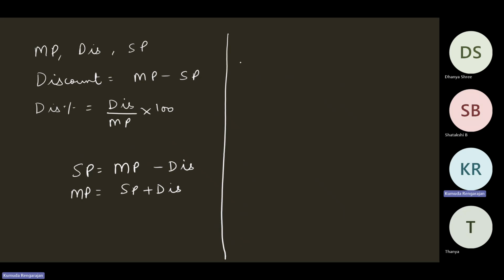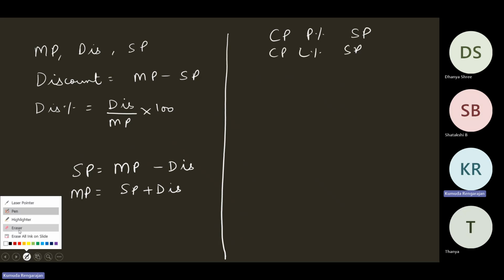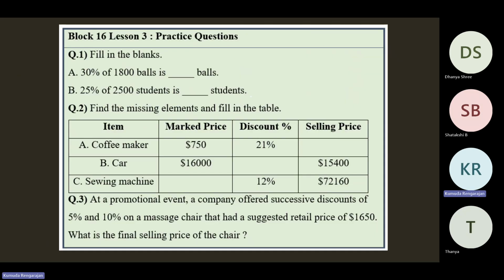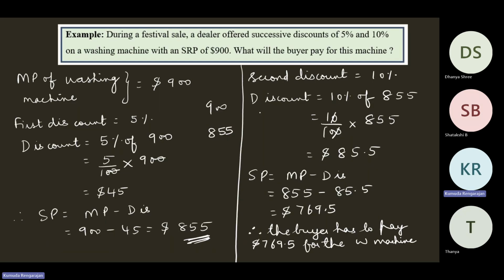So similar to finding cost price and selling price when the profit percent is given, we've seen the formula, right? When CP and profit percent is given, how to find SP. CP and loss percent is given, how to find SP. So here also we have formulas, I just forgot to mention them. I saw this table and realized I have a few more to tell you.